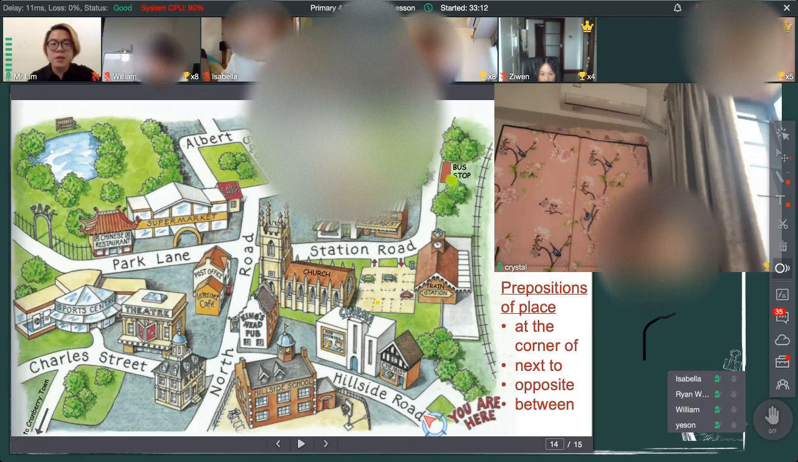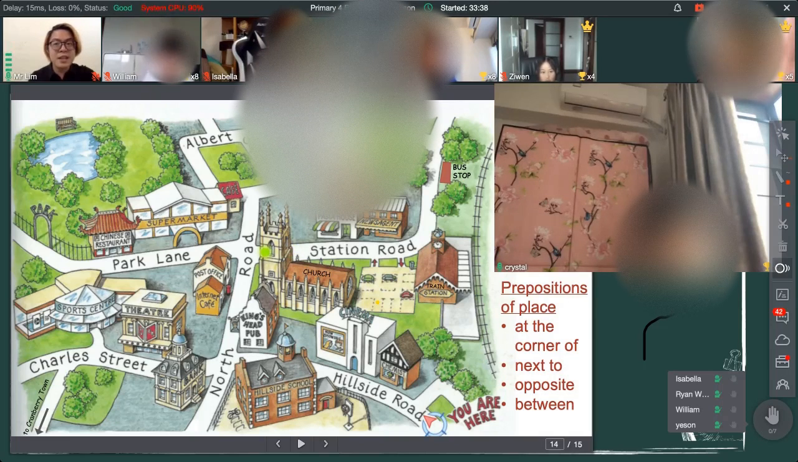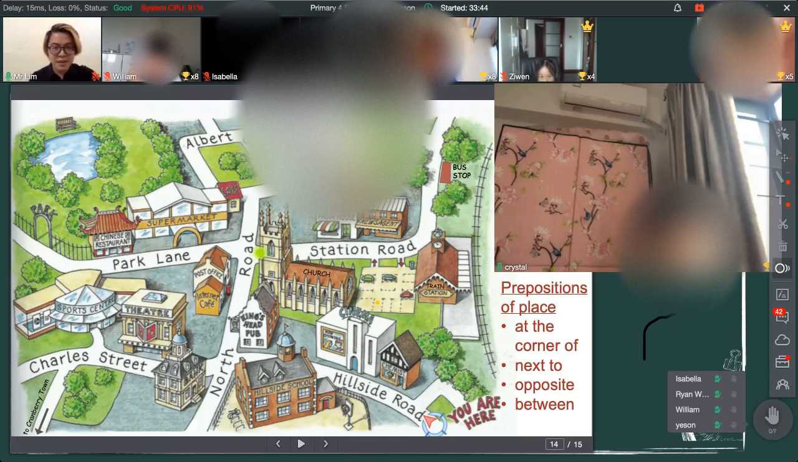Yes. All right, so we are trying to get to the bank from the bus stop. Where do we go? Go to this road. Station Road? Okay, so walk straight along Station Road, and what do you do? Which direction are we turning? Left. Turn left. Well done.